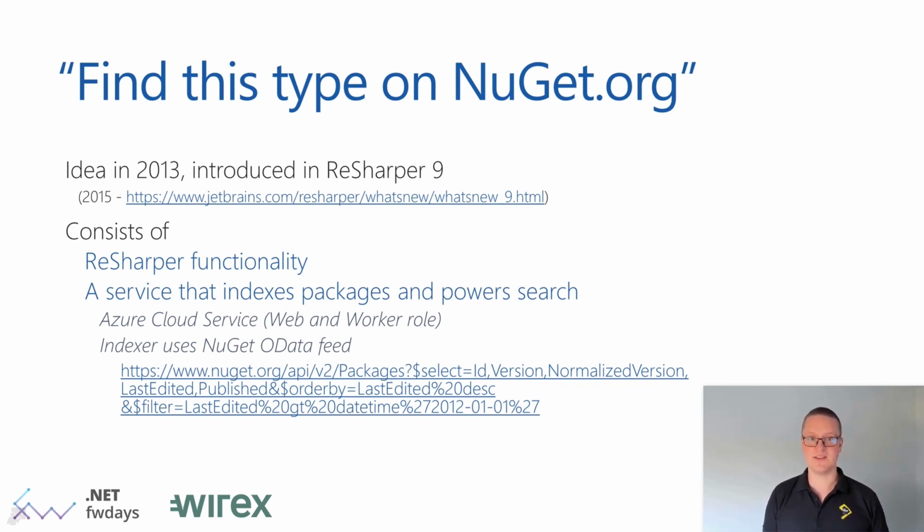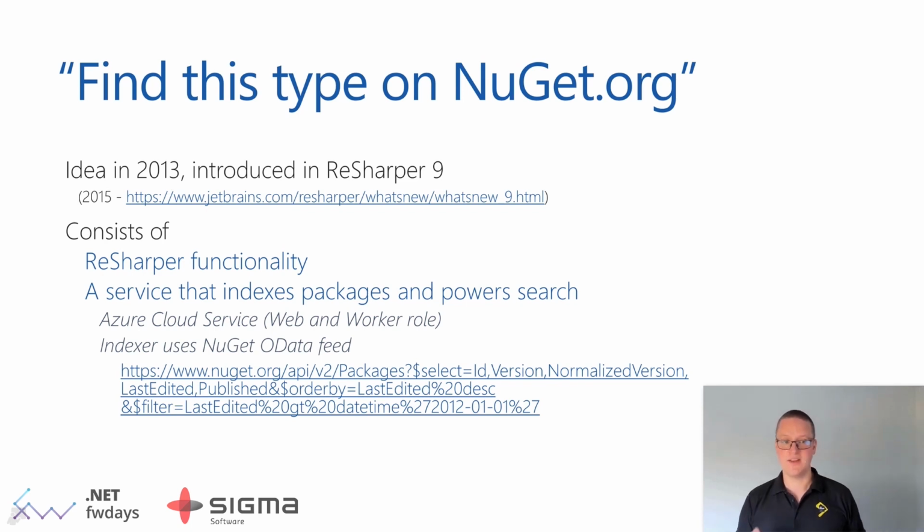So the way it's set up currently is that it is a cloud service on Azure, and cloud service as in the cloud service project type, where you have web and worker roles. We have a web role that serves the API, and we have a worker role doing the indexing in the background. Back then in 2015, this was the way to build your cloud applications on Azure. So that's what is still running there right now. The indexer that we have running in that worker role is using the NuGet OData feeds.